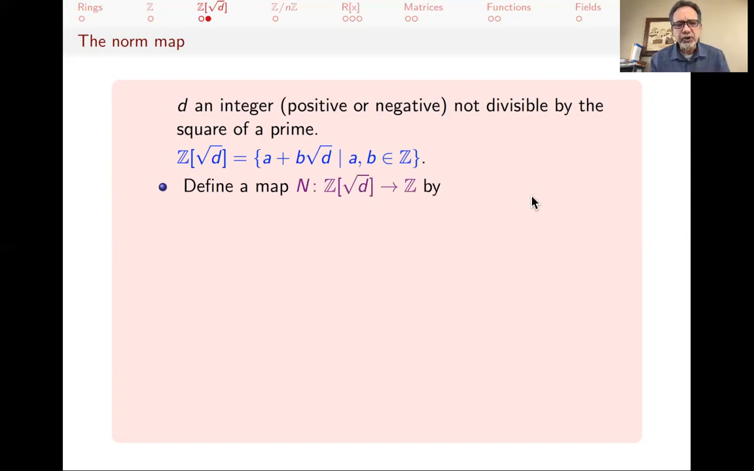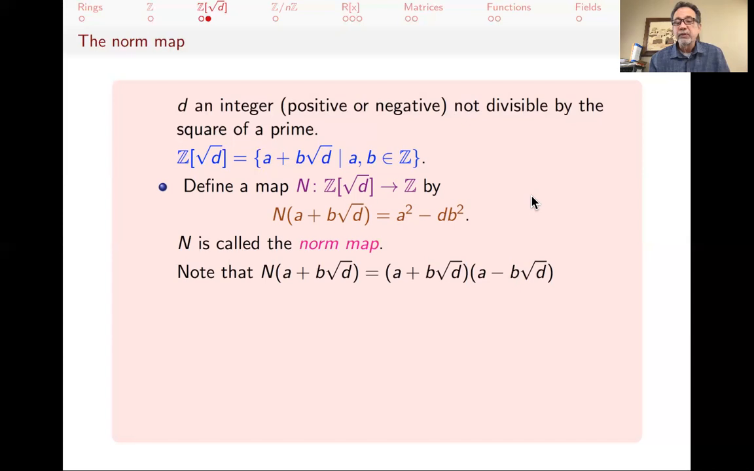So the map that we're interested in, this norm map, takes elements of the quadratic integer ring and gives you an actual integer. It's defined by N of a plus b square root of d is going to be a squared minus d b squared. Okay, so that's a function. You plug one of these in. The domain is Z adjoined square root of d, and the target set is the integers. This is called the norm map. And where did that a squared minus d b squared come from? One way to think about it is that it's the product of a plus b square root of d times what's called its conjugate, a minus b square root of d.